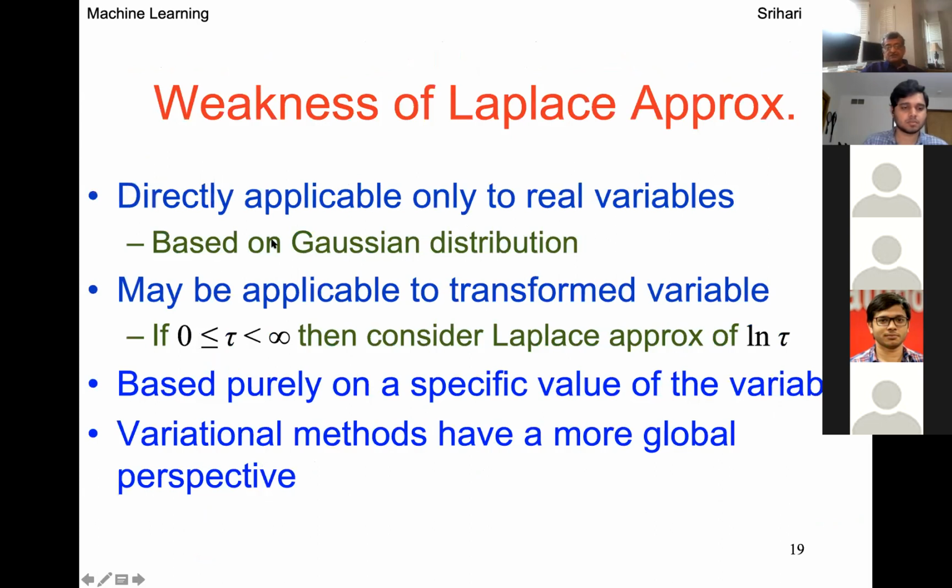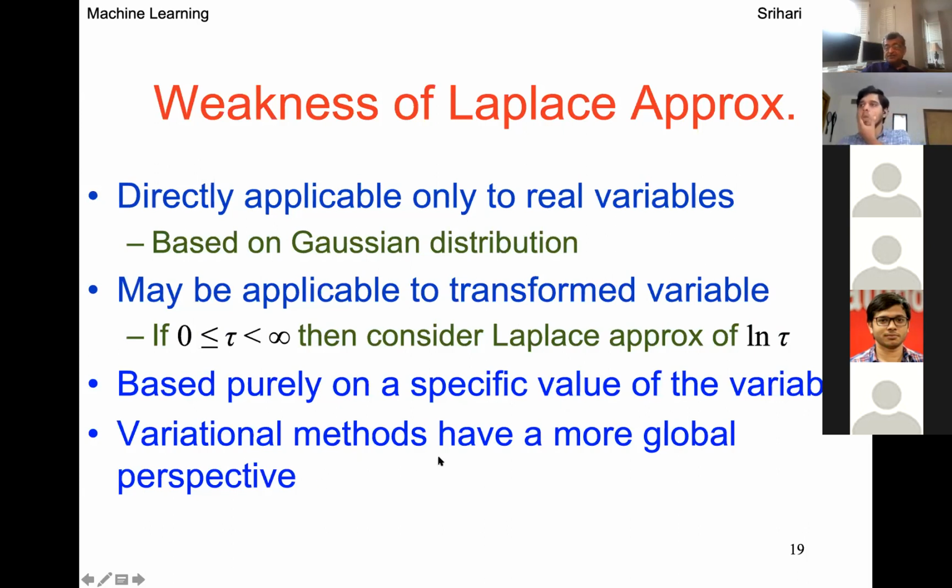So what are the weaknesses of Laplace approximation? It is directly applicable only to real variables, based on Gaussian distributions. The method is based on Gaussian, rather than the data being Gaussian. It may be applicable to a transformed variable. That sounds like a strength rather than a weakness, right? Yeah. It is based purely on a specific value of the variable.